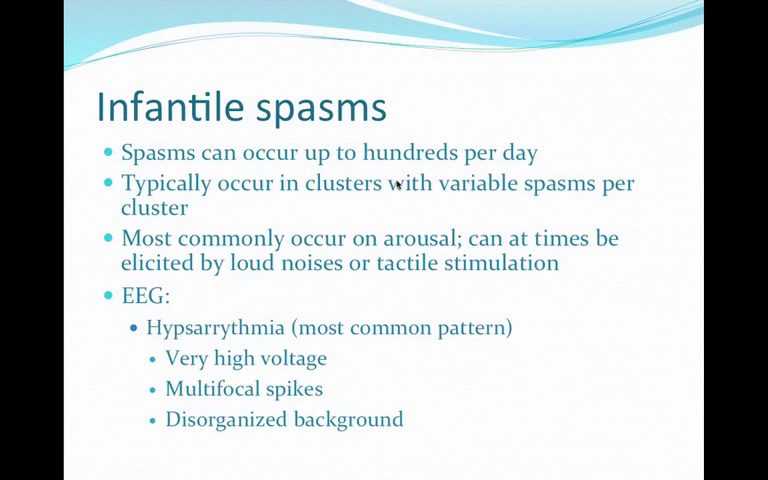So spasms can occur up to hundreds per day. They typically occur in clusters with variable spasms per cluster, and they can be triggered by noise. They'll also happen on arousal, so waking from sleep, especially if you wake a baby from sleep, then that's when you can really see a big cluster of spasms. There's a classic EEG finding called hypsarrhythmia, which you don't have to have. It just means very high voltage EEG with lots of spikes. It's a classic thing when you see it. That's most common in the first year of life, but you don't have to have that to have spasms. So it's still really a clinical diagnosis.